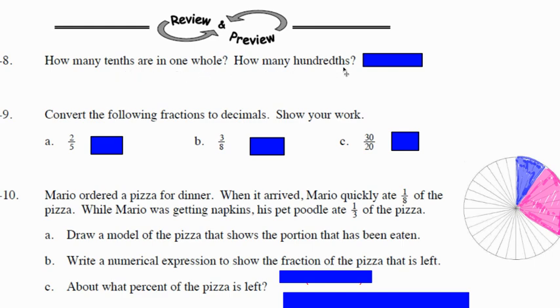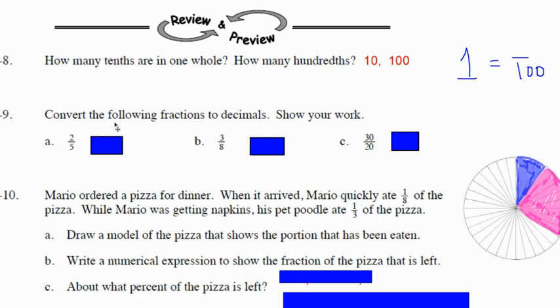How many hundredths are there in one whole? So what we want to do is think about one whole. If we made that into tenths, how many tenths would there be? And of course, there would be 10 tenths. And how many hundredths would there be? Well, if it's going to equal 1, there's going to be 100 hundredths.